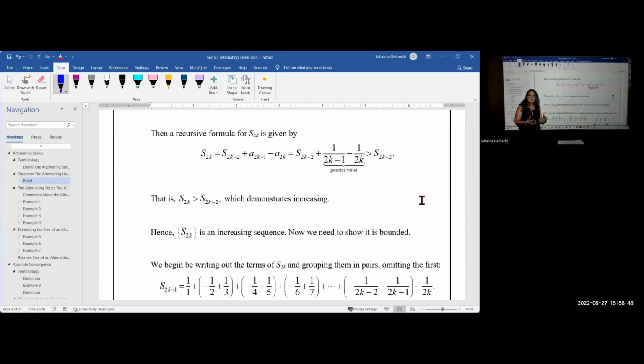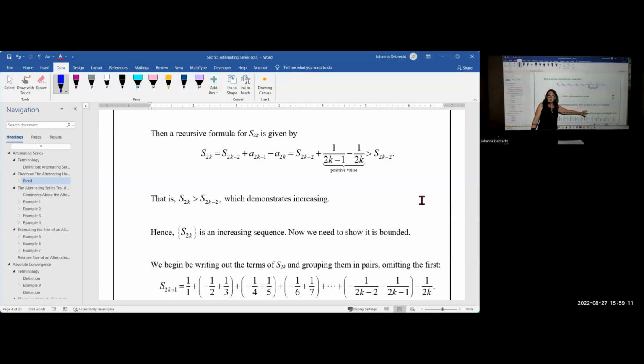And this proves it for the formula because I didn't specify what k was. So it's true in general for all values of k. This demonstrates that it is in fact increasing. This is one of our conditions for increasing. So we have an increasing sequence. This sequence of partial sums, s sub 2k, is going up in value for different values of k.